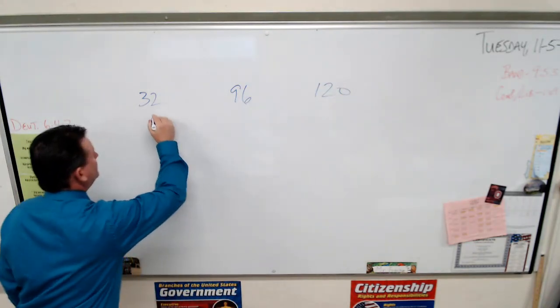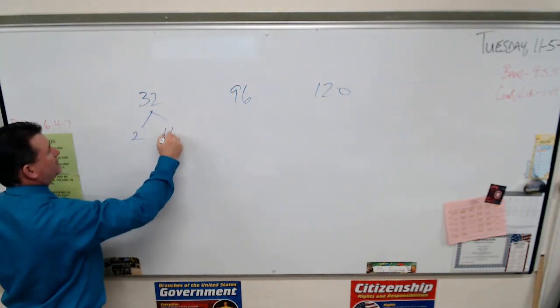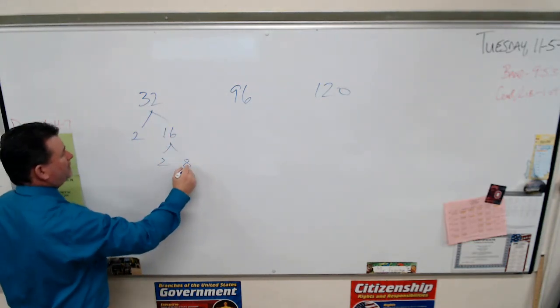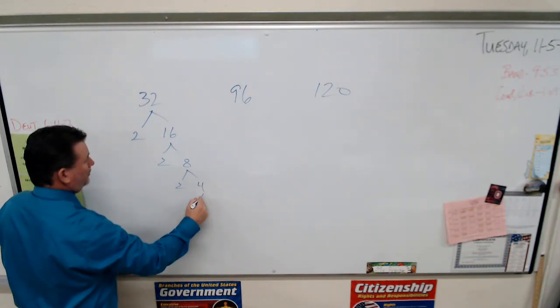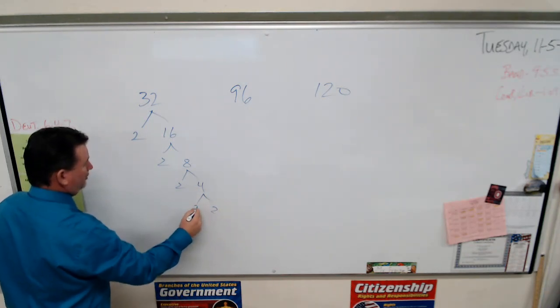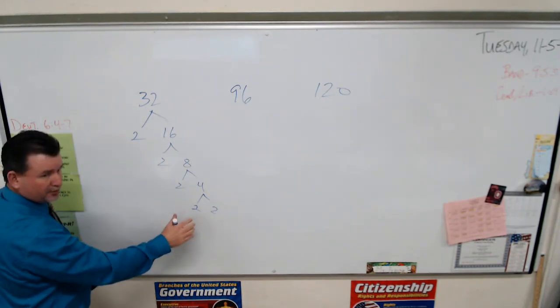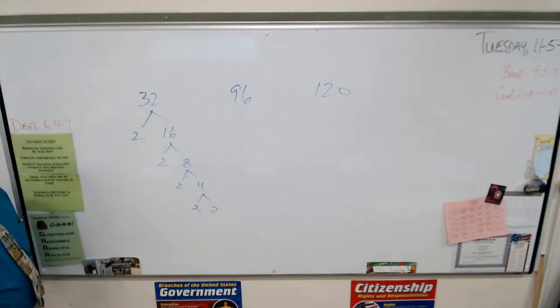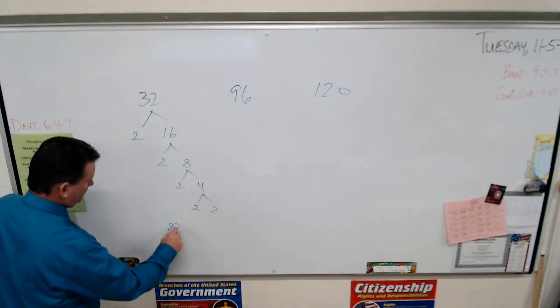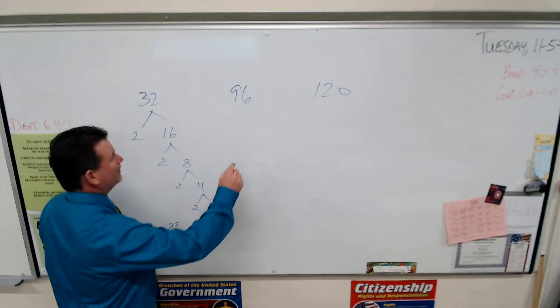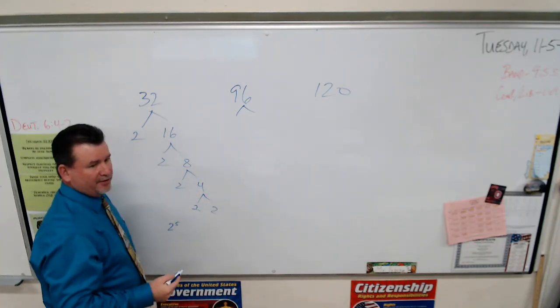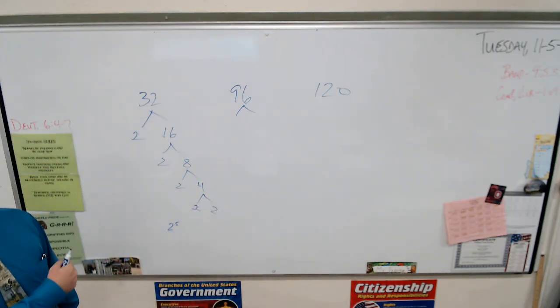Follow me here. 2 times 16, 2 times 8, 2 times 4, 2 times 2. So what's 32? It's 2 to the 5th. I heard somebody say 4. I did. 96. I always like to start with 2, so I'm done with that branch.